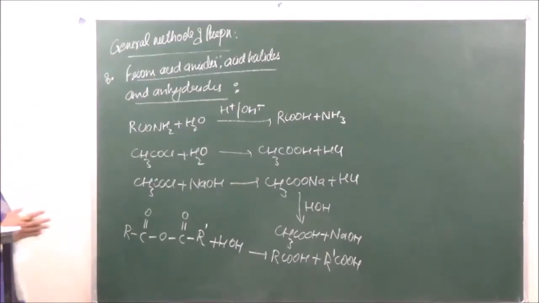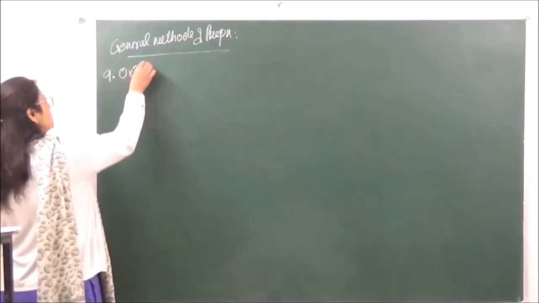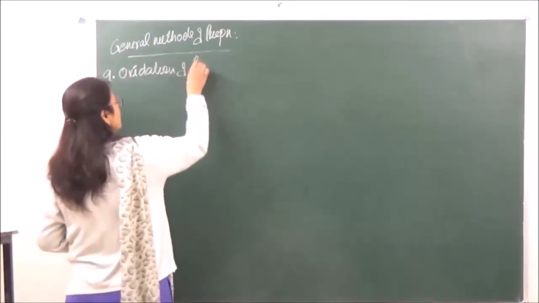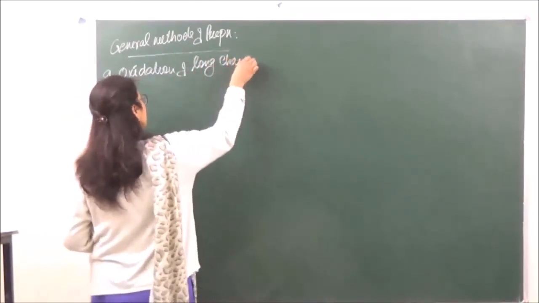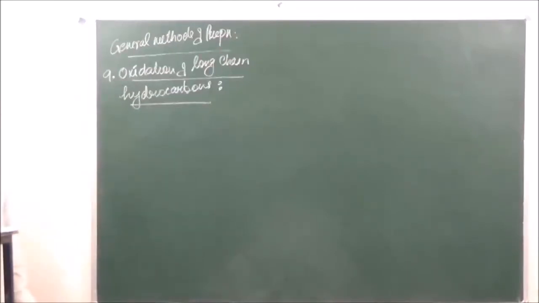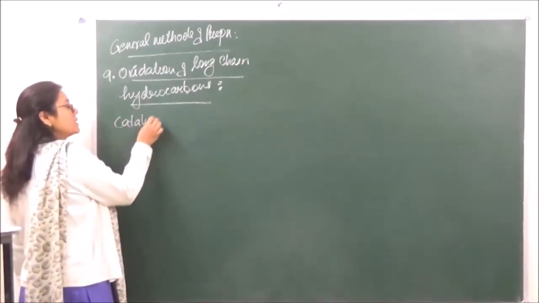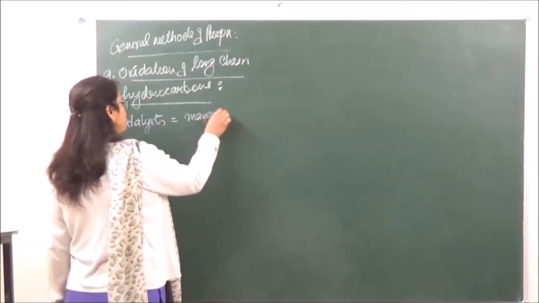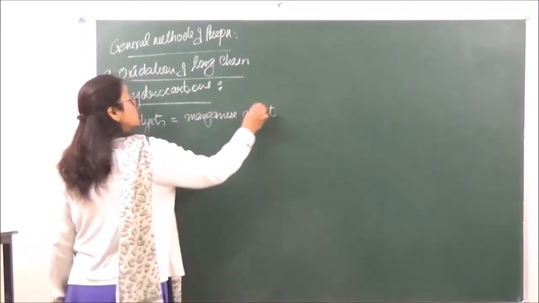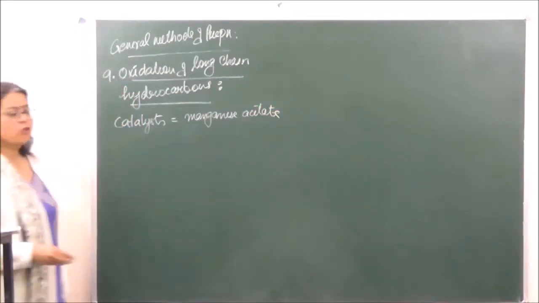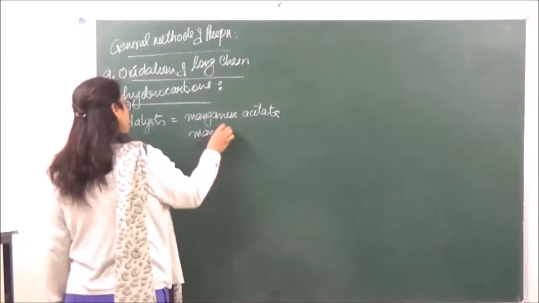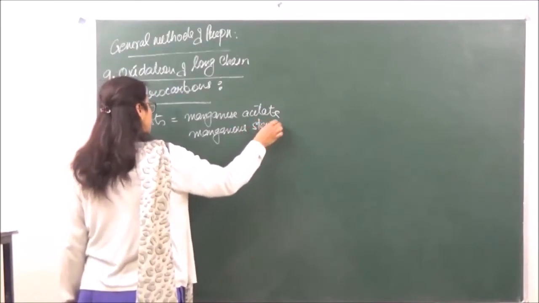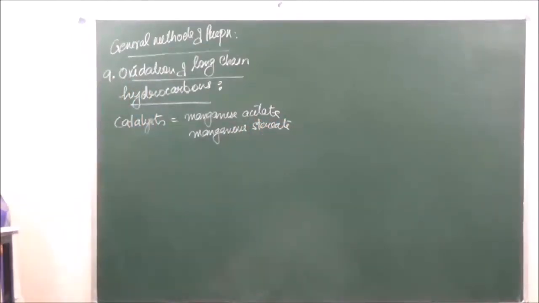The next is oxidation of long chain hydrocarbons. Ninth method of preparation is oxidation of long chain hydrocarbons, right? Now over here when we are doing the oxidation of long chain hydrocarbons, we are going to use certain catalysts, and these may be manganese acetate, or we can also use manganese stearate. Right? Manganese acetate or manganese stearate.